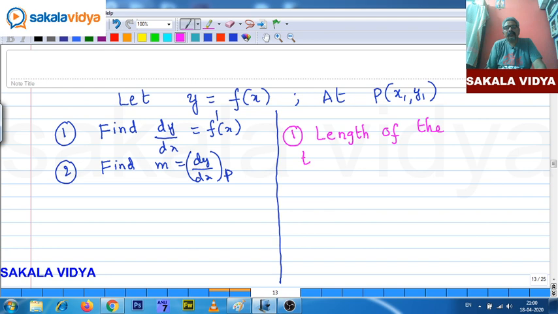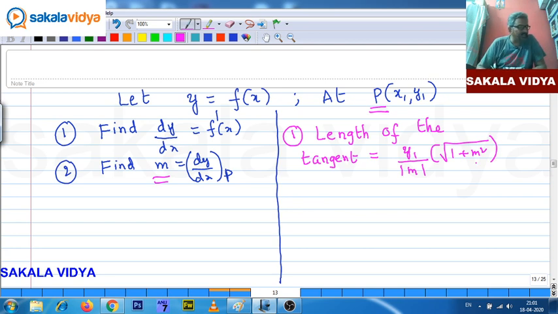So, length of the tangent equals y1, the y coordinate of the point of intersection, by mod m, slope of the tangent at P, multiplied by root of 1 plus m square, units you will be getting. Length means units.